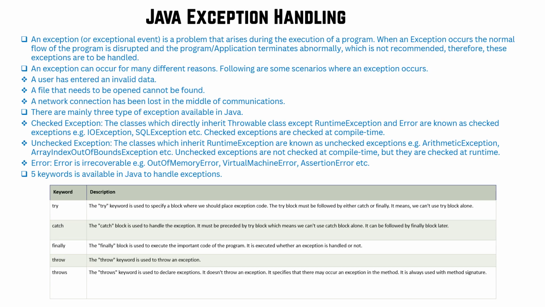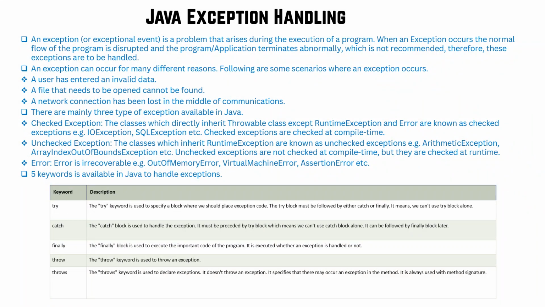Whereas the catch block is used to handle the exception. It must be preceded by a try block, which means that we cannot use the catch block alone. It can be followed by the finally block later as well. The finally block is used to execute all the important code of the program. It is executed whether an exception comes or not. It will always be executed.